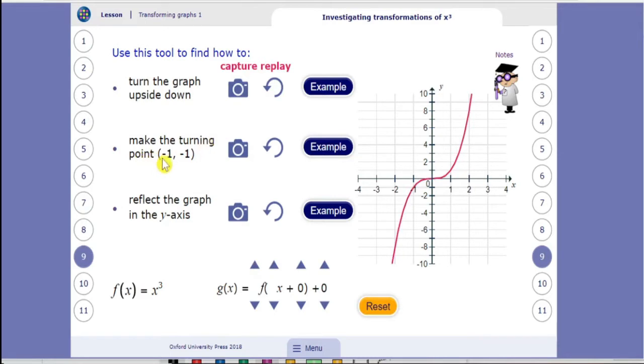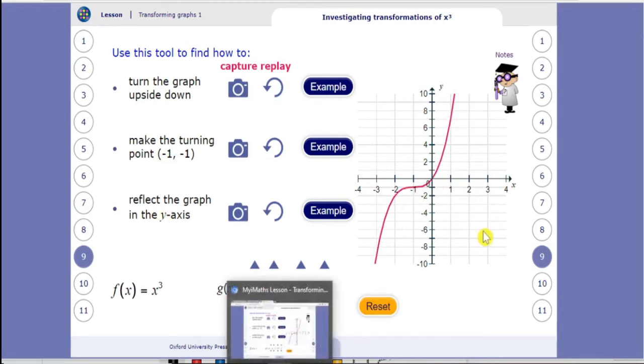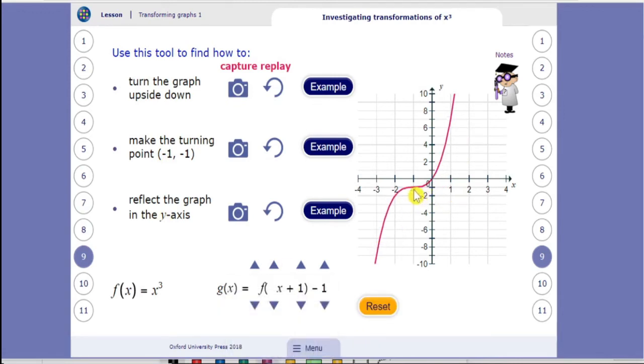Make the turning point negative 1, negative 1. Currently the turning point is 0, 0. We want to make it negative 1, negative 1, which means 1 unit backwards and then 1 unit downwards as well. So for downwards, I'm going to subtract 1 from the output. So now it's down at negative 1, and I have to make the x-value negative 1. So moving backwards, I'll have to add 1 to that. And now you can see that the turning point is negative 1, negative 1.